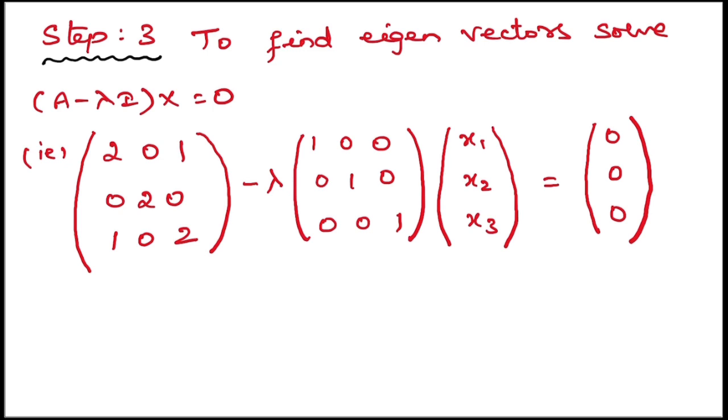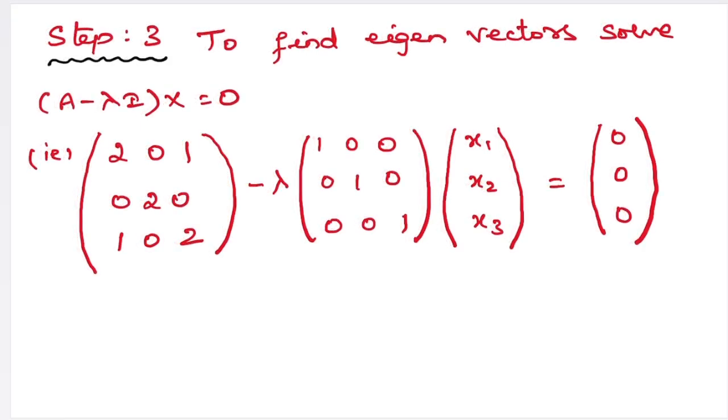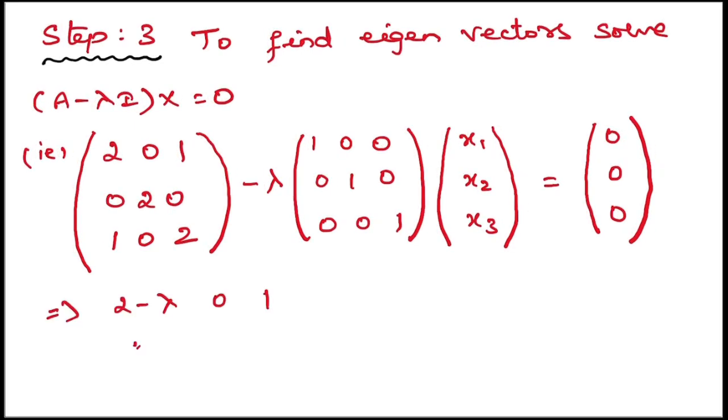So, A is 2, 0, 1, 0, 2, 0, 1, 0, 2, minus lambda times the identity matrix, write it down: 1, 0, 0, 0, 1, 0, 0, 0, 1, into x1, x2, x3 is equal to 0, 0, 0. So, subtract these two matrices. You get 2 minus lambda, 0, 1. And second row, second column is 0, 2 minus lambda, 0.